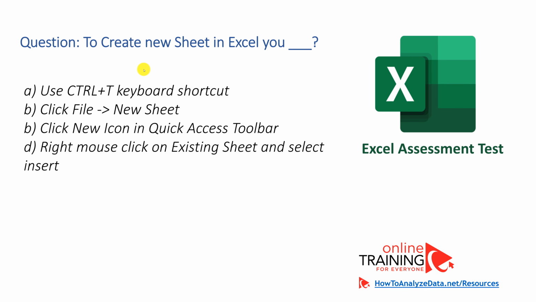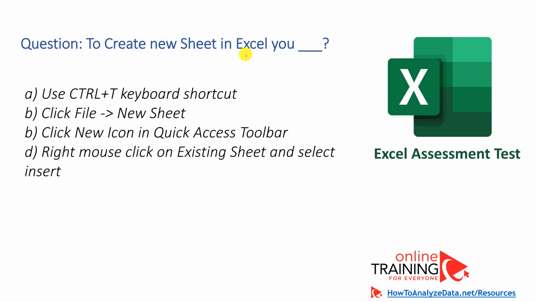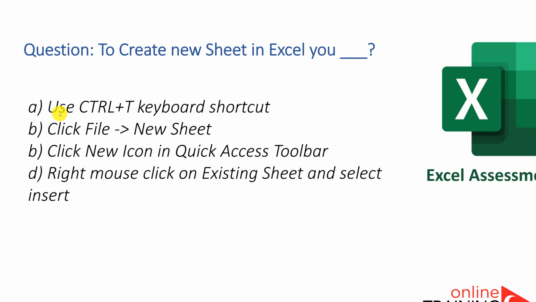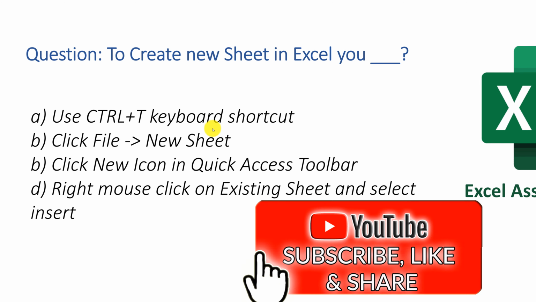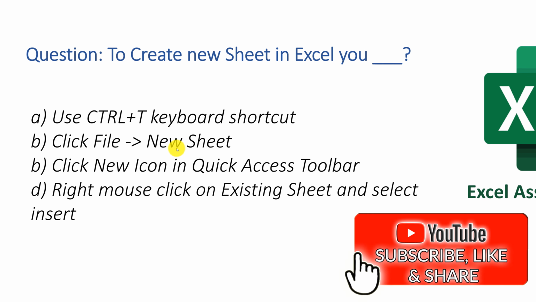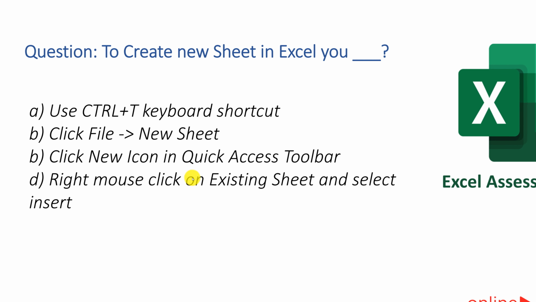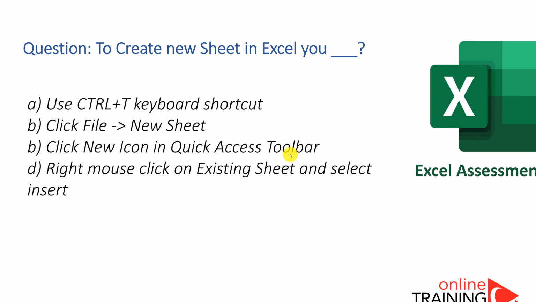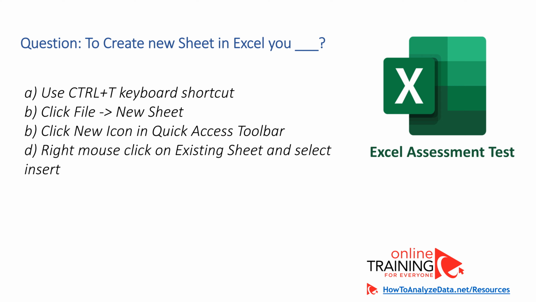Here is a variation of this question. To create a new sheet in Excel, you do this, and then there are 4 choices. Use Ctrl-T keyboard shortcut. Click File, New Sheet. Click the New icon in the Quick Access toolbar in Excel, or right mouse click on the existing sheet and select Insert. Which one would you choose?